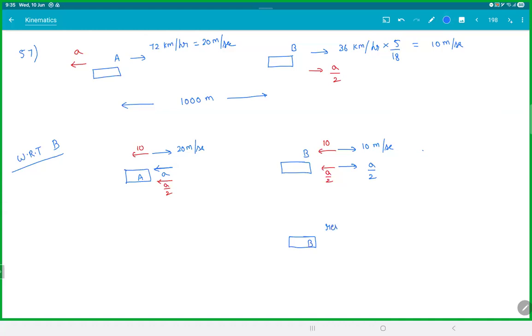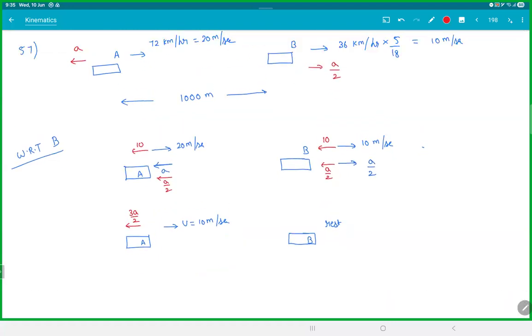B will think, oh, I am fixed. Suppose you're sitting in B in the last compartment and looking at train A, this is how it looks. So this person in train B will think, now A's speed becomes 10 meter per second, 20 minus 10. And the acceleration has become 3a by 2. Isn't this how it looks for B? Now the question has simply become a one particle problem, isn't it? Instead of two people moving, now there's only one person moving. It becomes so easy to see. Hope that was clear.